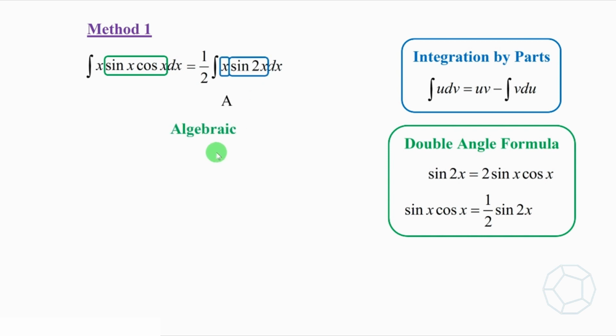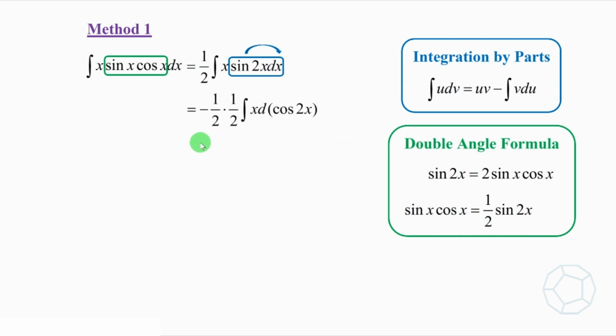Because x is algebraic function a, sine 2x is trigonometric function t. By the last rule, a is in front of t. So a is u and t is dv. In other words, we'll have to absorb sine 2x. That is to integrate it.